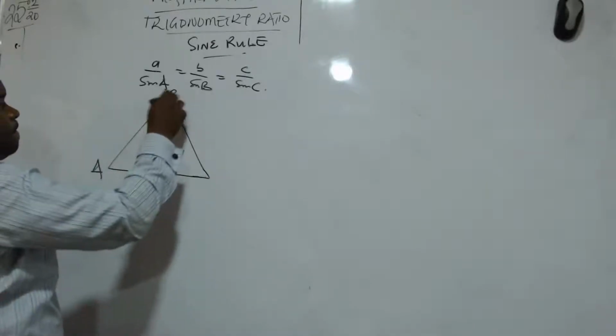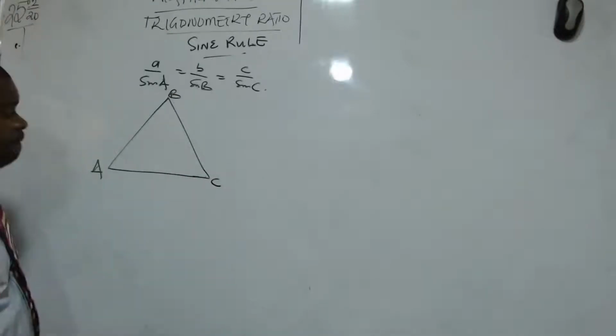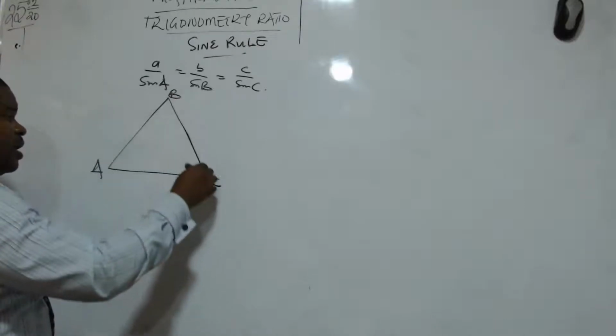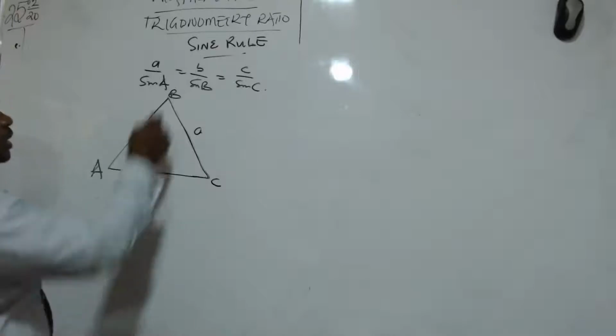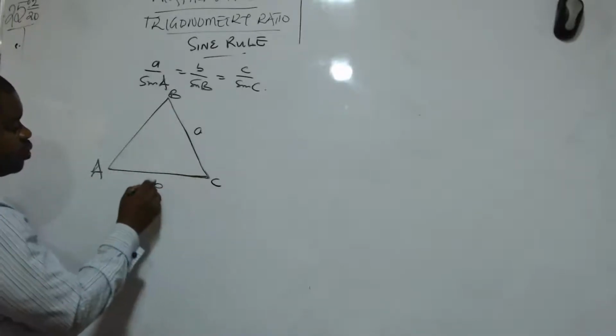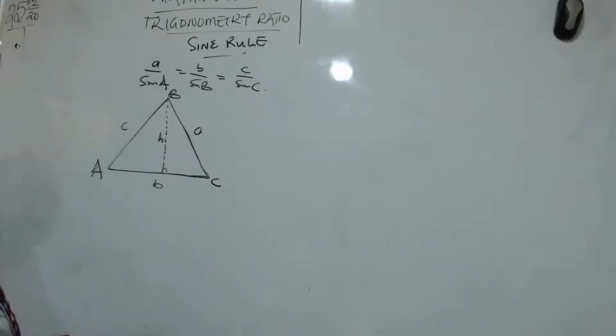A, B, and C. Now, this side is opposite to A, so here becomes small a. This side is opposite to B, so this side becomes small b. This is H, the height of the triangle.